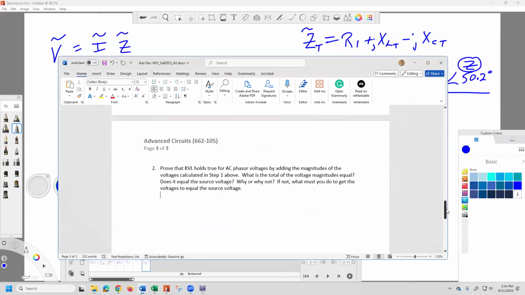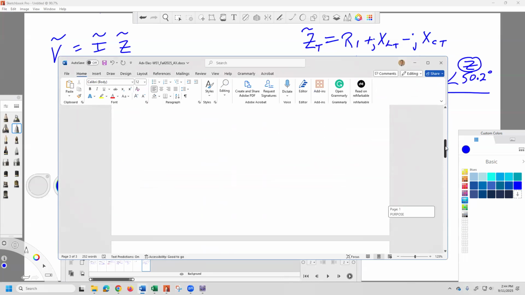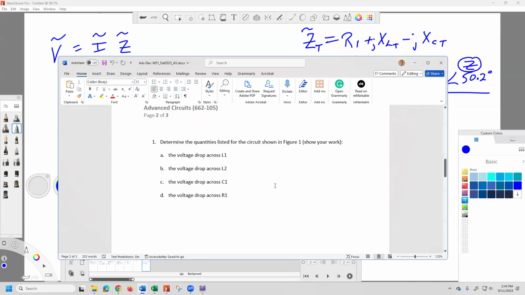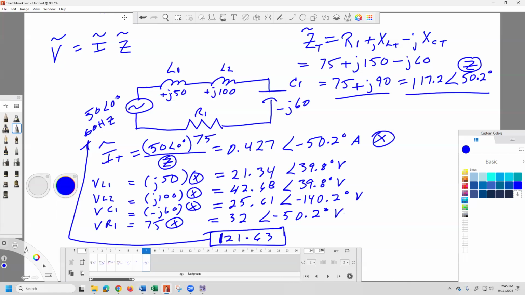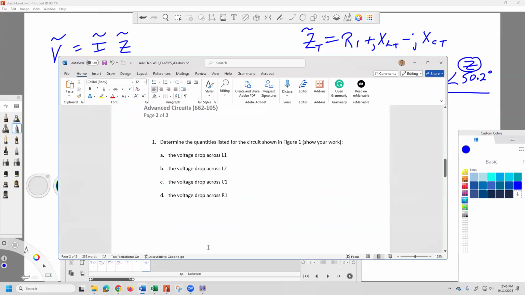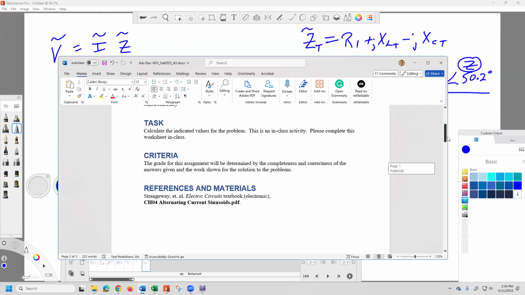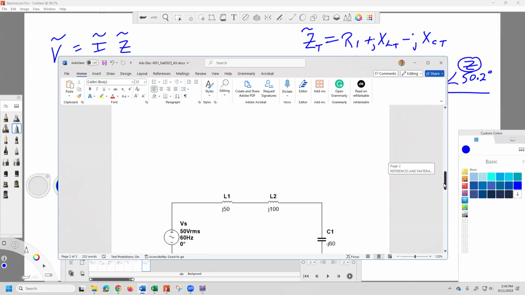This is an in-class activity, so hopefully you got it. I can put these calculations back up here. Take a picture of it if you have to. If you didn't keep up, just take a picture of it with your phone. This exercise is worth points. How many points? I didn't put it on here. Question?